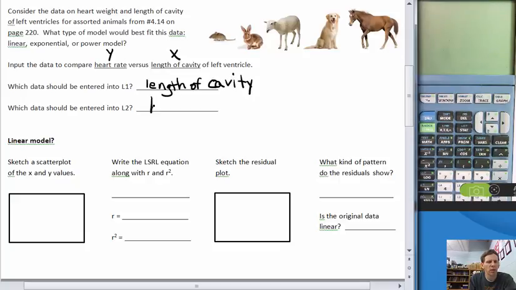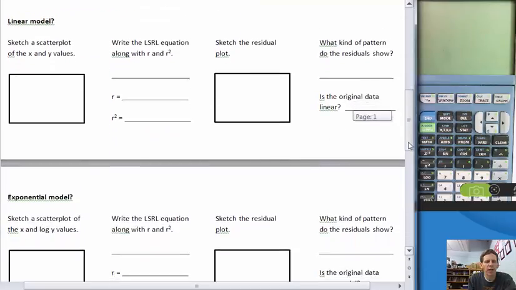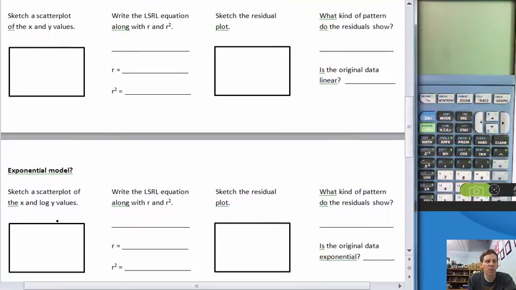What I'd like you to do is go through the first 2 steps on this worksheet. The first step is doing the linear model. This is exactly what you did in chapter 3 on your last test. We did this a number of times yesterday. Sketch the L1 and L2 values, come up with the equation, residual plot, patterns. Then for the exponential model, the same types of categories. X and Y values, least squares regression equation, residual plot, patterns that you notice.